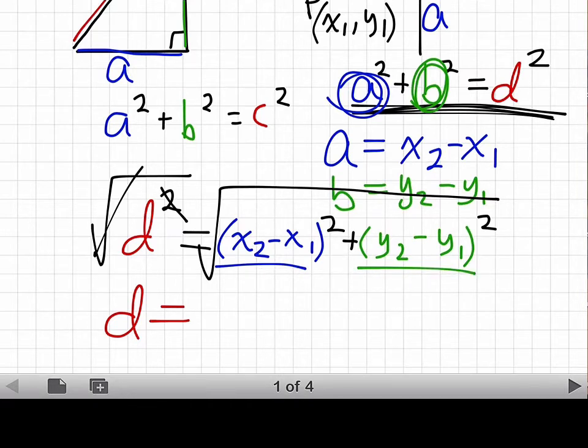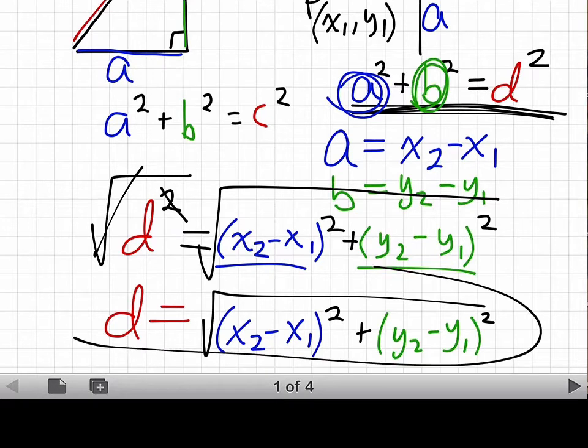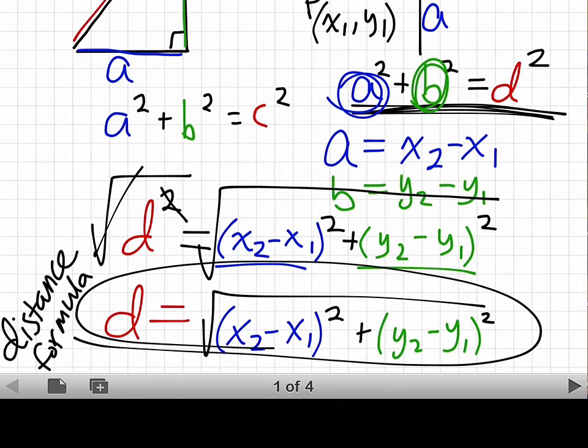In any case, we lose the squared on the left-hand side, and on the right-hand side, we have the square root of (x2 minus x1) quantity squared, plus (y2 minus y1) quantity squared. And that's our distance formula. Okay, so let's write that down. And this is something to be memorized.